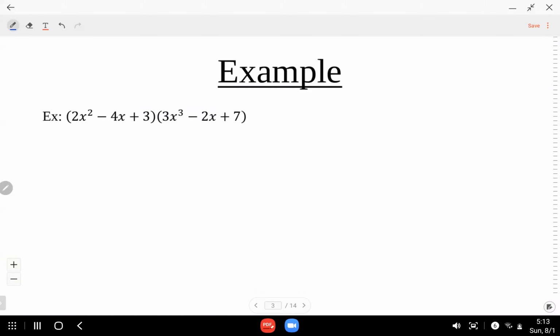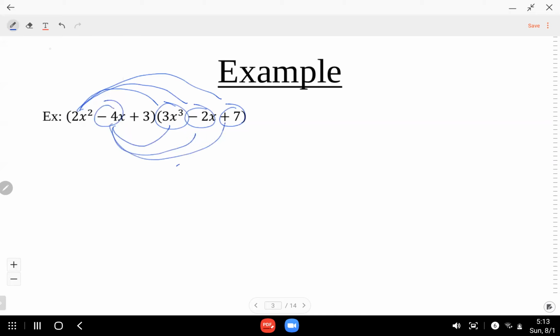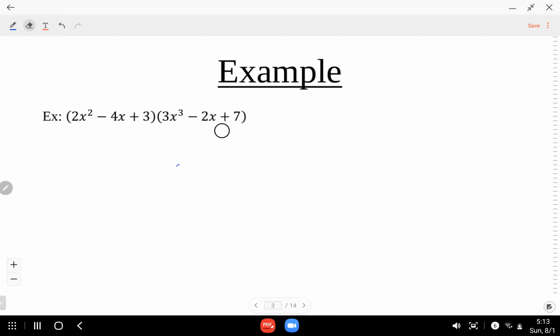All right, so distributive property. Basically, you're going to multiply 2x squared to 3x to the third, negative 2x plus 7, okay? And then you're going to go back and do the same thing with negative 4x. You're going to multiply, okay? It's a lot of multiplying, all right?